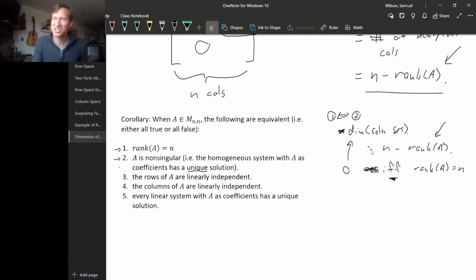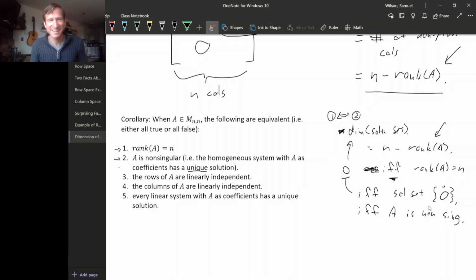But how could the dimension of the solution set be 0? The dimension of the solution set is 0 if and only if the solution set is just the 0 vector. But the solution set is just the 0 vector if and only if A is non-singular. So now we see that A is non-singular if and only if the rank is n. So we've shown that these two, 1 and 2, are equivalent.